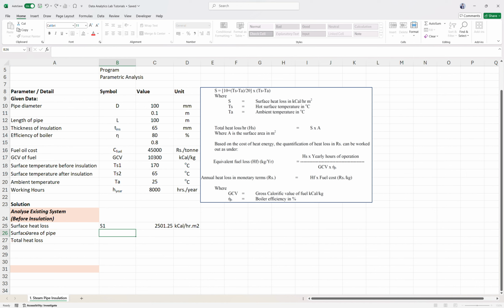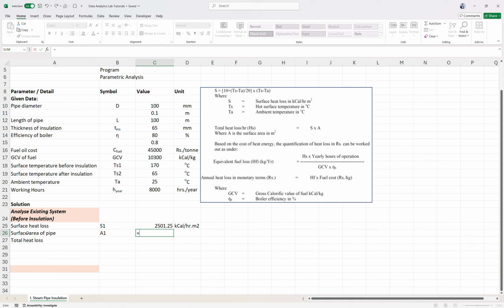Now remember one thing, again you should have real life understanding of the systems. Before insulation, that pipe diameter is 100 mm. After insulation, thickness of insulation is 65 mm. So final diameter of the pipe will be more than the initial diameter. Hence we need to first of all calculate first area A1. This will be surface area and not cross-sectional area. Hence its formula will be pi dl.